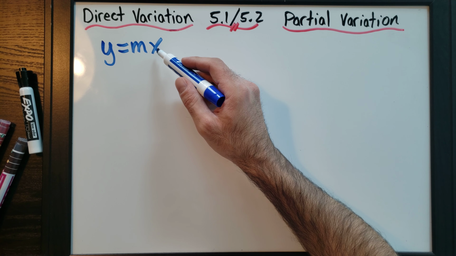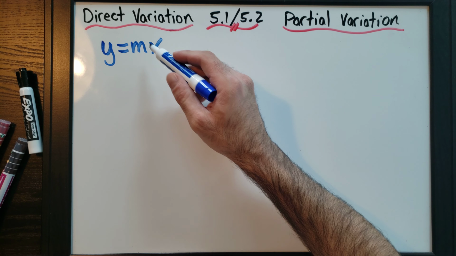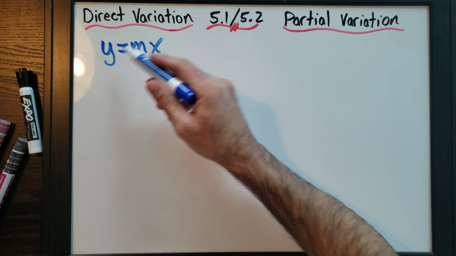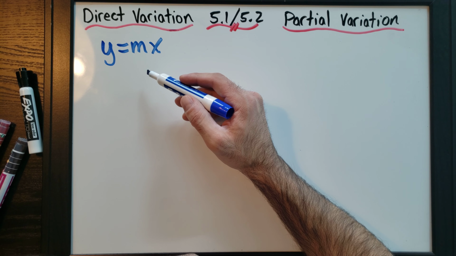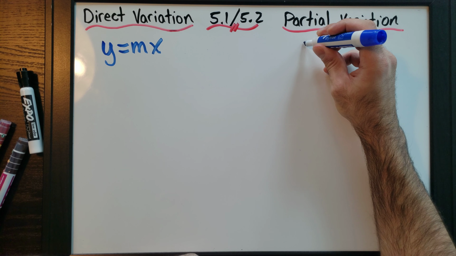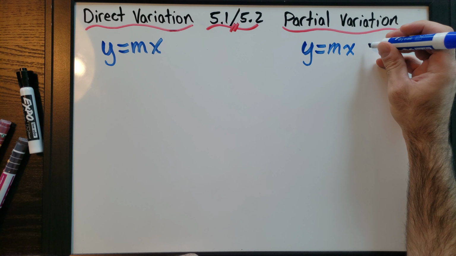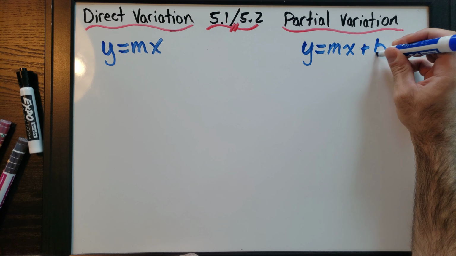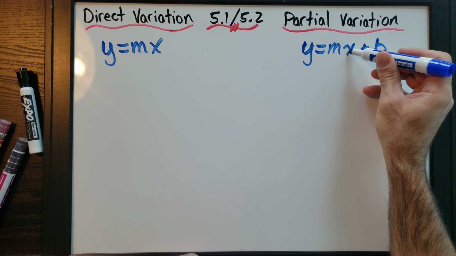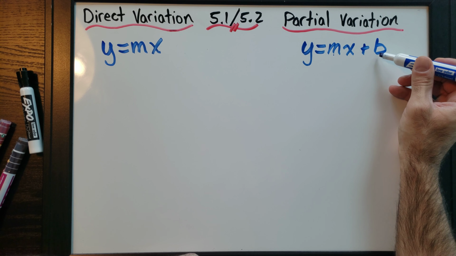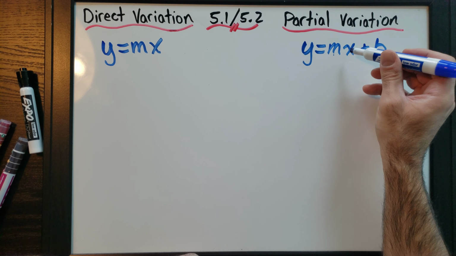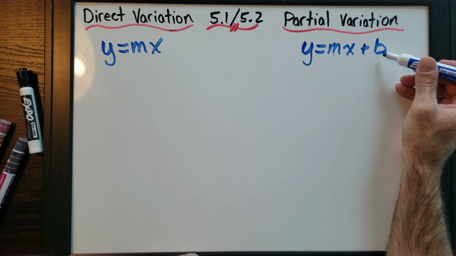If I want to buy 2 video games, it's 2 times 80. 3 is 3 times 80. It directly varies with the cost of video games. Whereas partial variation, let's say you had to pay to get into the video game store, if anyone ever goes to video game stores anymore. Yeah, you got to pay per video game, but you also have to pay a fee to get in. Let's say it's $5. So one video game would be 1 times 80 plus 5, 85 bucks.